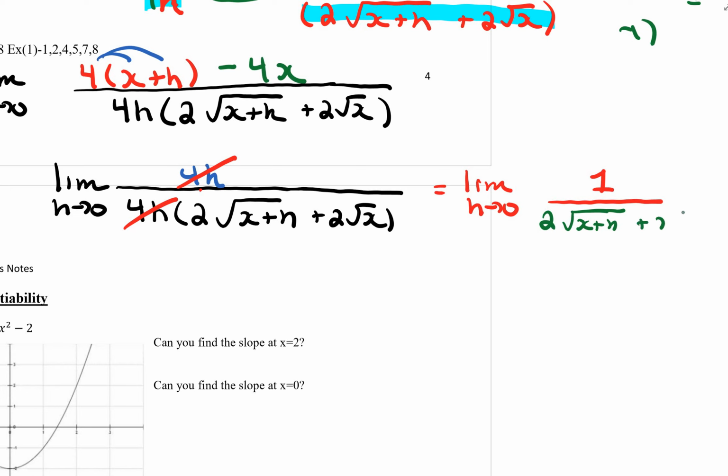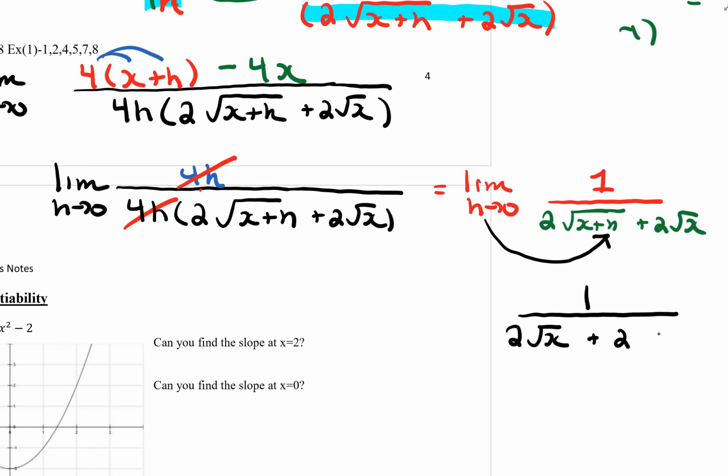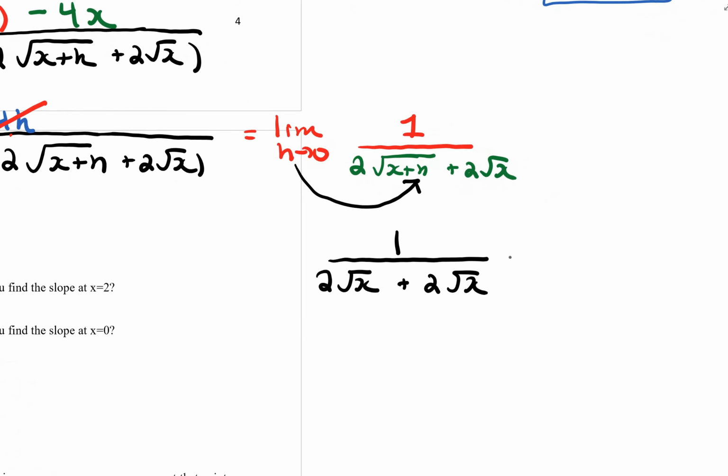plus 2 root x. And now we can use our limit constants, a direct substitution, that h goes to 0. So now we're substituting the value of 0 there. So this would be 2 root x plus 2 root x. And if we go ahead and just simplify that, that'll be 4 root x.